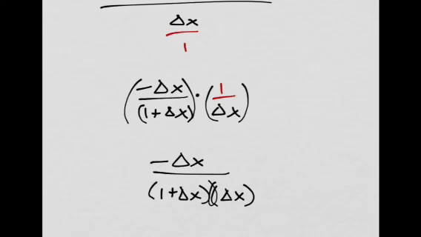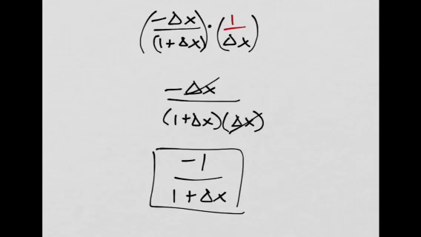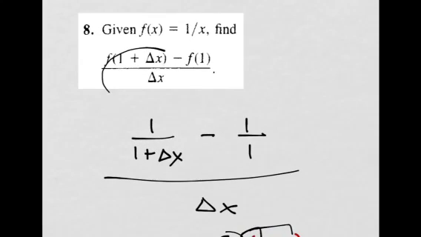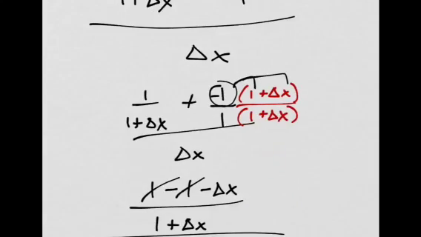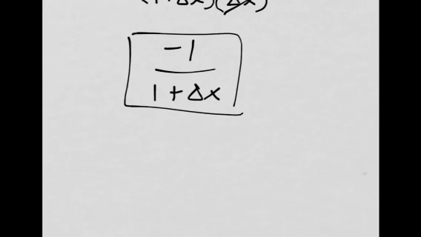There's only multiplication in there, so this and this cancel, leaving negative 1 in the top, 1 plus delta x. That's what all this is. It simplifies to that. Isn't that beautiful? Isn't that pretty? No? Yeah, well, I'm done.